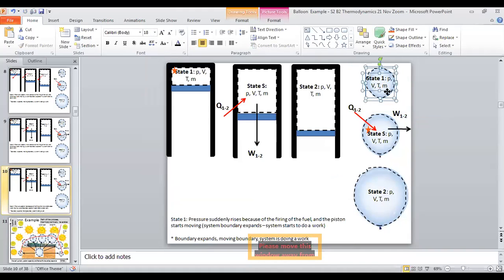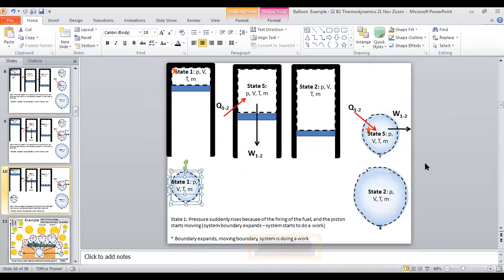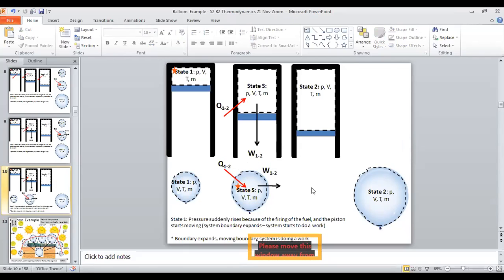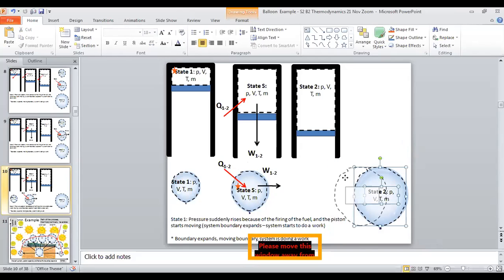I'm going to rearrange this. Put the balloon here. The general arrangement. It's like this. Okay. This goes here.